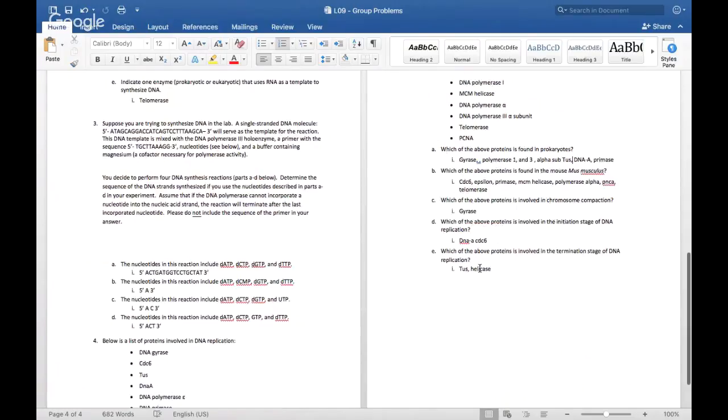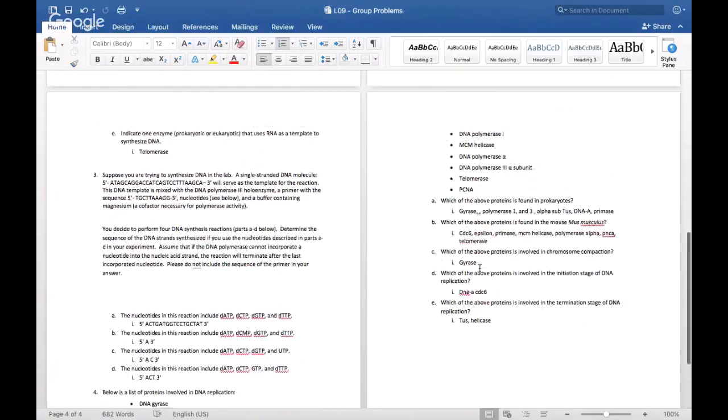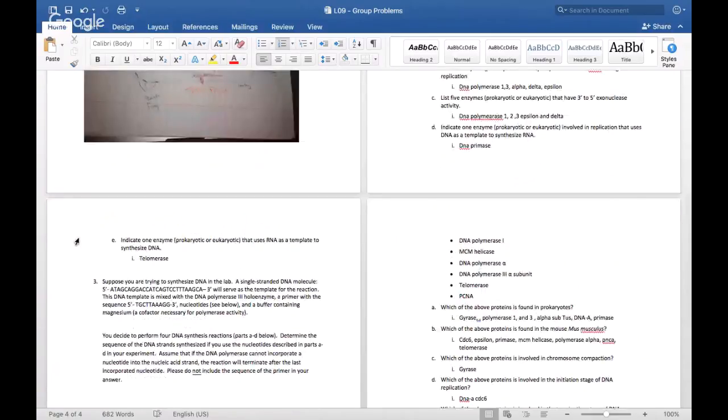Oh, nope, sorry, I have an E also. It's tucked on the next page. It says indicate 1 enzyme, prokaryotic or eukaryotic, that uses RNA as a template to synthesize DNA, which is telomerase, or however you want to pronounce that. Sorry if it's pronounced wrong.